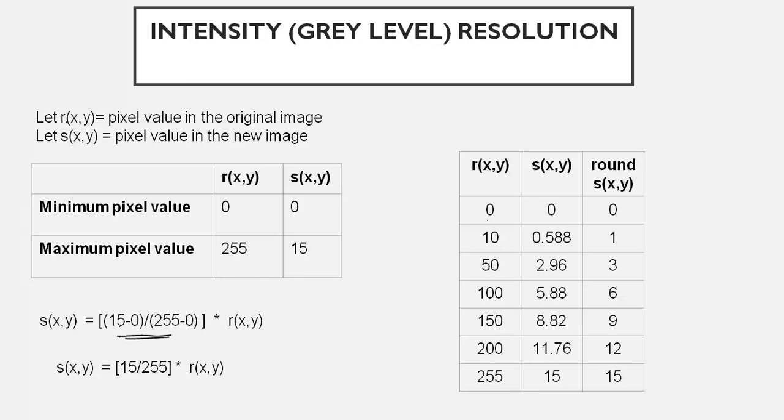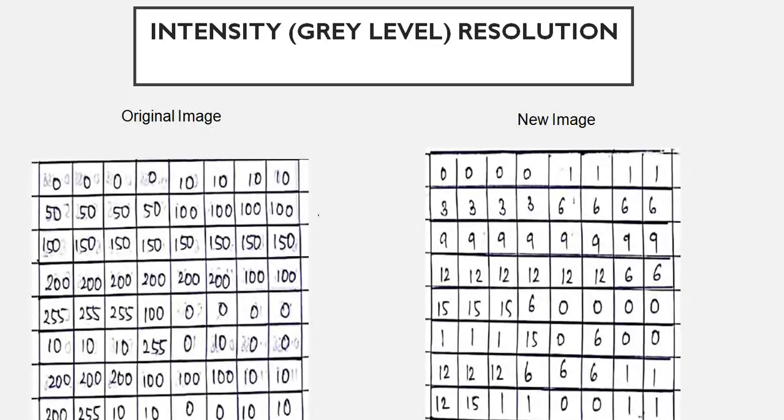So in the original image, if the pixel value was 0, in the new image the pixel value will remain 0. In the original image, if the pixel value was 10, it will be mapped to 1. In the original image, if the pixel value was 150, it will be mapped to 9 in the new image. So this is the result of reducing the gray level resolution.